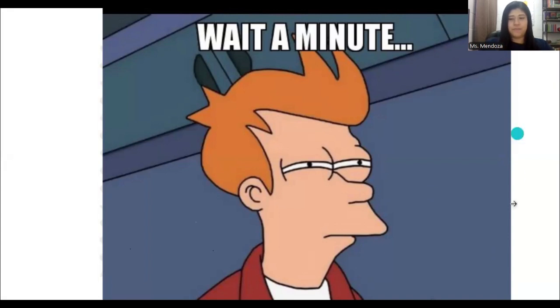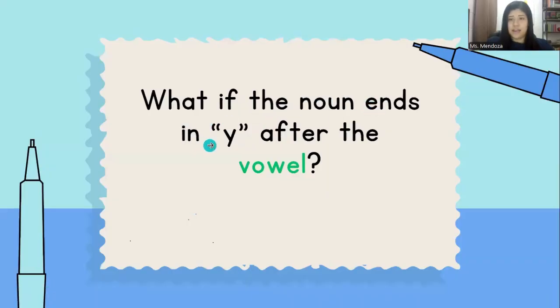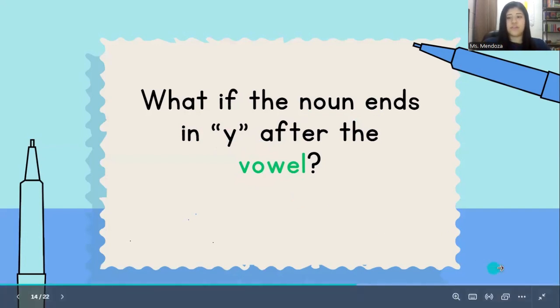You are saying that if the Y is followed by the consonant, then we remove the Y, we add an I, and then we add ES, IES, if the Y is followed by the consonant. However, what happens if the noun ends in Y, but it's after the vowel, not the consonant, the vowel? Okay, good question, good observation. We are going to take a look into that.